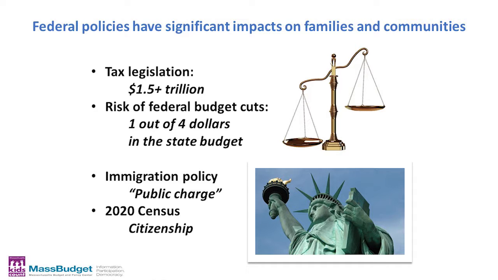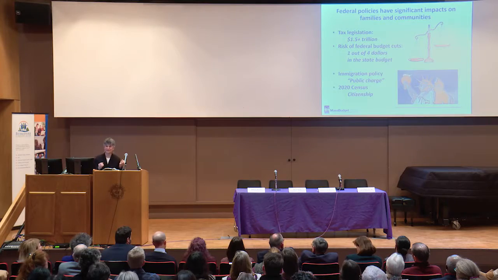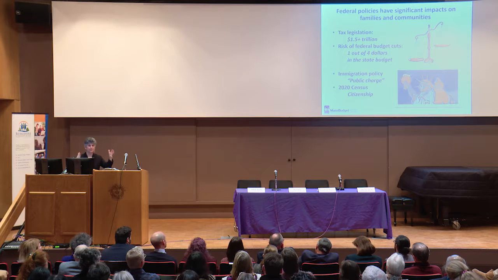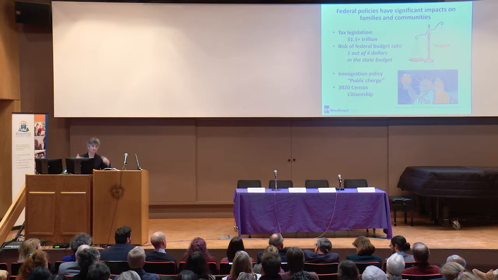Again, federal policies have significant impacts on our families and communities. Recent federal tax legislation pulled $1.5 trillion out of the federal budget, okay? And that puts the state budget in jeopardy because 1 out of every $4 in our state budget actually comes from the federal government. So when there are federal budget cuts, it can have an impact right here in Massachusetts.